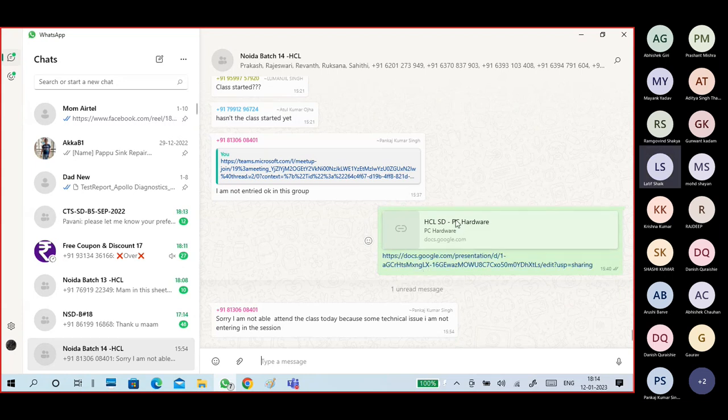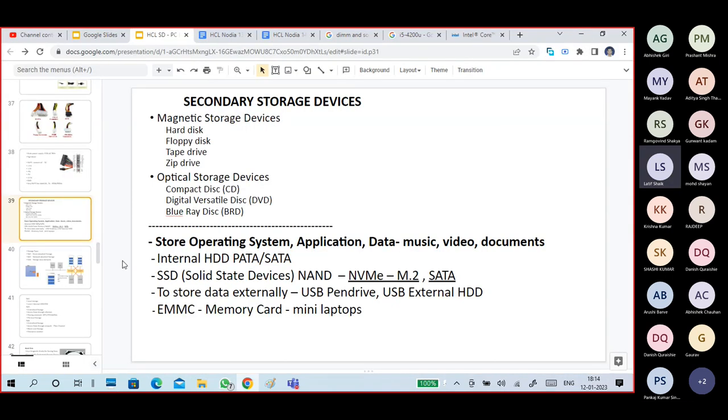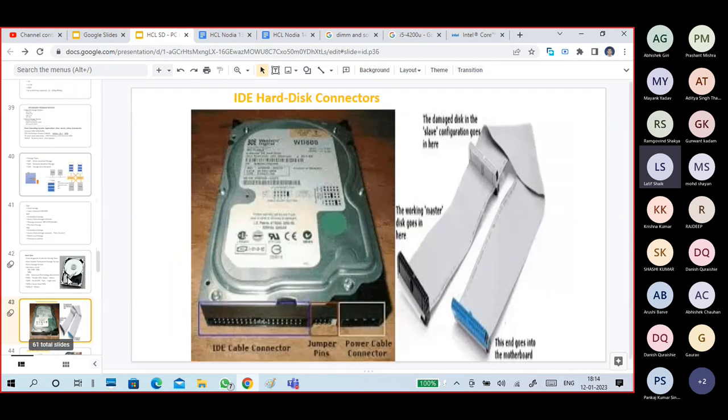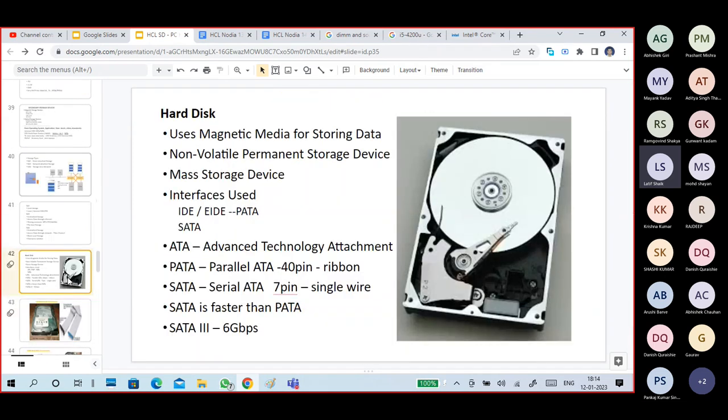This is a hardware PPT, which is better to go through once, and if you want anything else meantime. But from this point onwards there is a little confusion, guys.